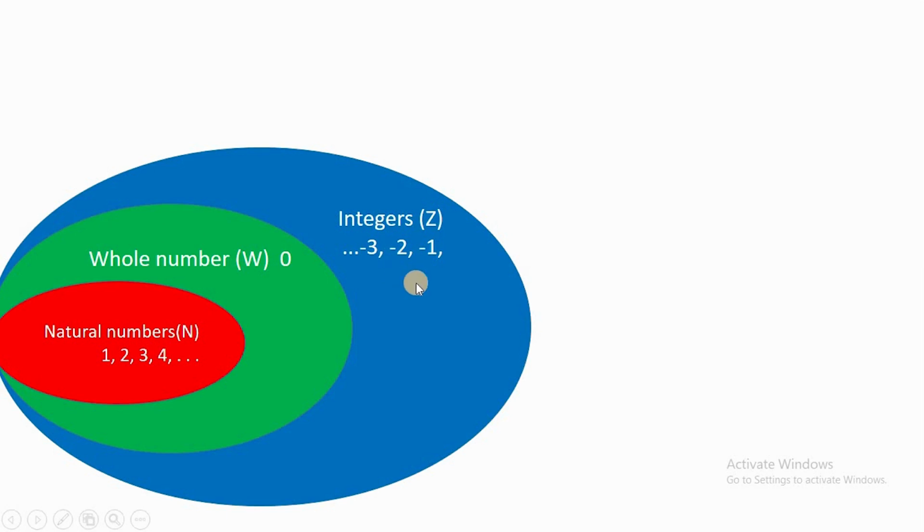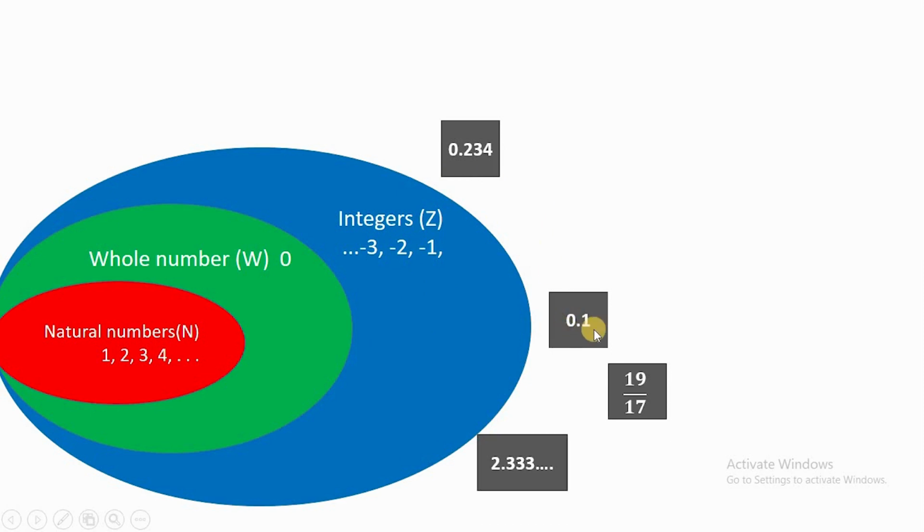And the next set of numbers. Till here you will see that integers do not include all the decimals and fractions, for example 0.234, 0.1, 19 by 17, 2.333... and these dots represent that the decimal digit 3 keeps on repeating. It will not stop, or here the remainder does not become 0. So these numbers are not included in integers.